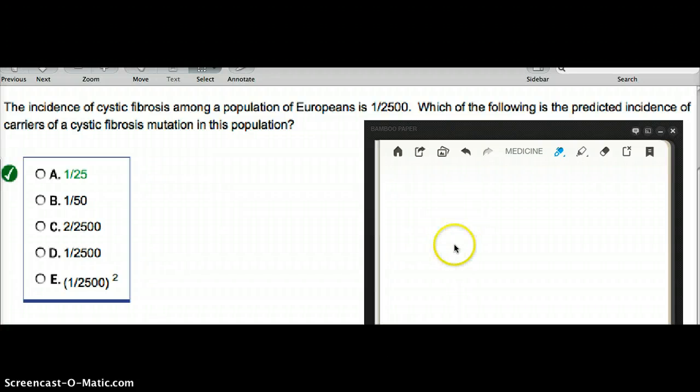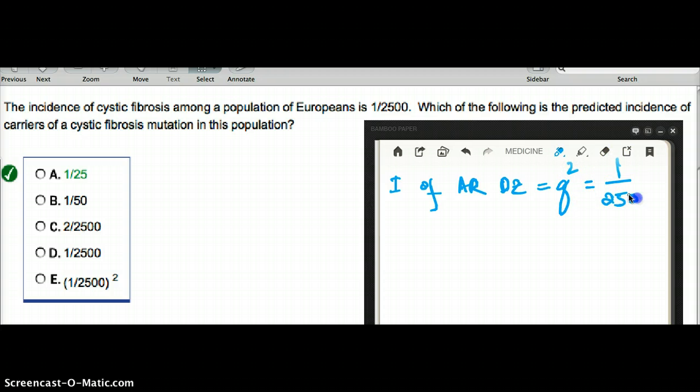In this question, it says that the incidence of cystic fibrosis among a population of Europeans is going to be 1 out of 2,500. So I'm going to forget about cystic fibrosis and just say autosomal recessive disease. The incidence of any autosomal recessive disease is going to be q squared, which in this case is 1 out of 2,500. If they said incidence of allele, then it would have been q. But they're saying the incidence of autosomal recessive disease, the incidence of cystic fibrosis disease, is going to be q squared, which in this case is 1 out of 2,500.